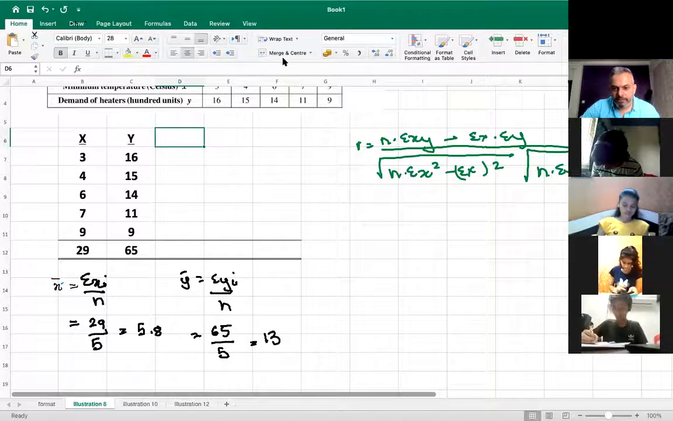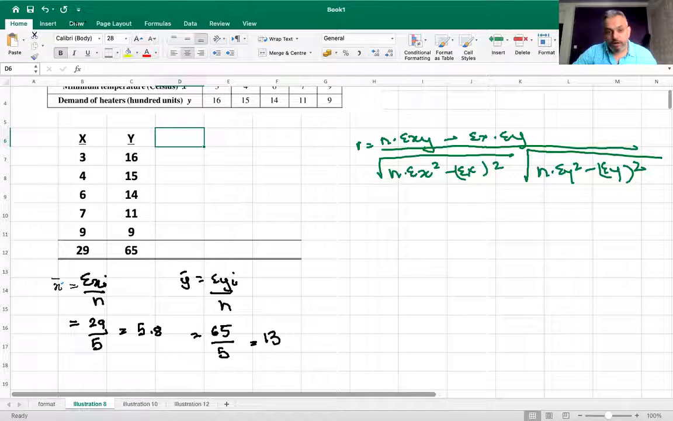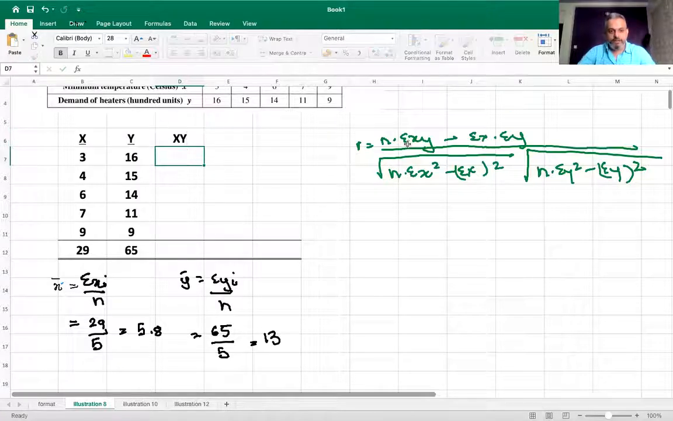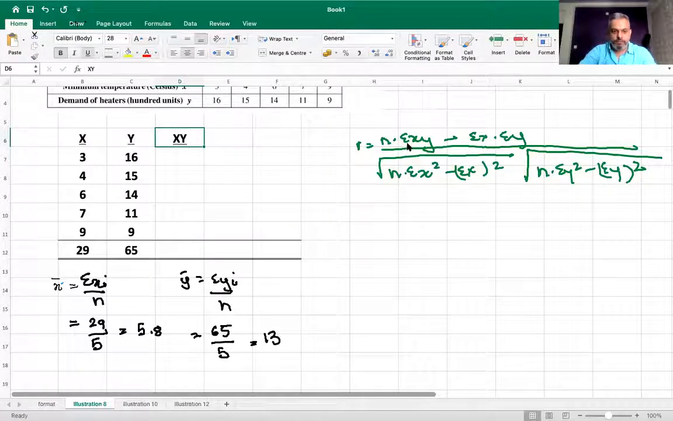Did everyone write it down? Now, let's decide the column. Now sigma x, sigma y we have got. What do we need now? X into y. So the next column is x into y.